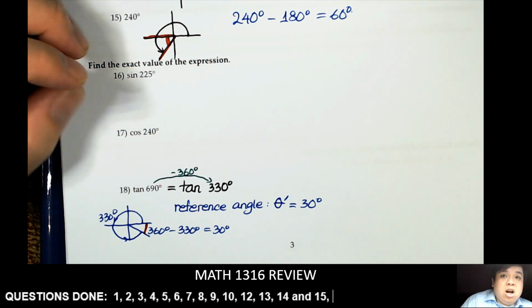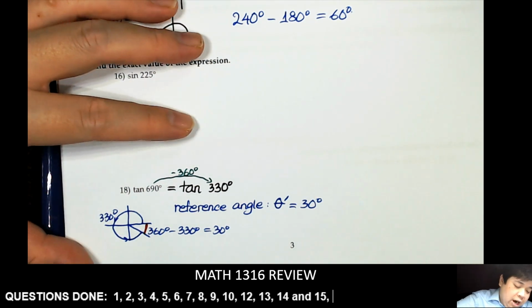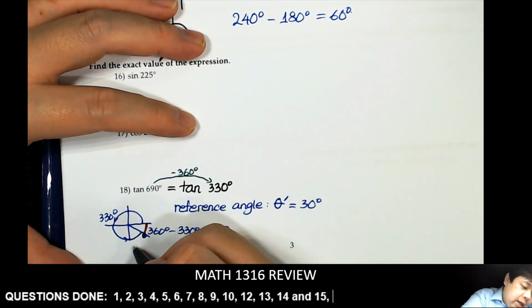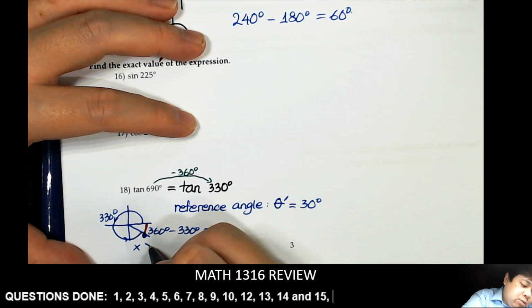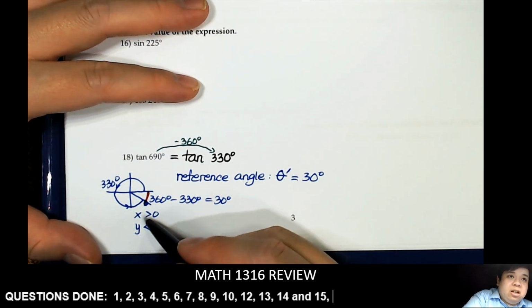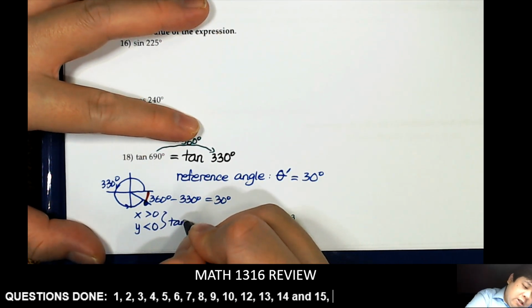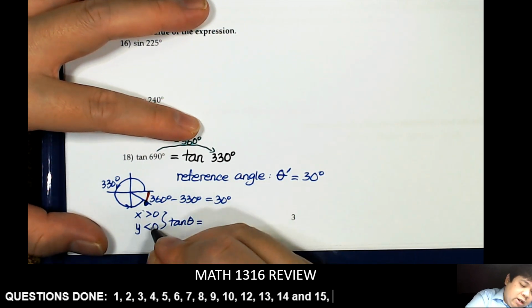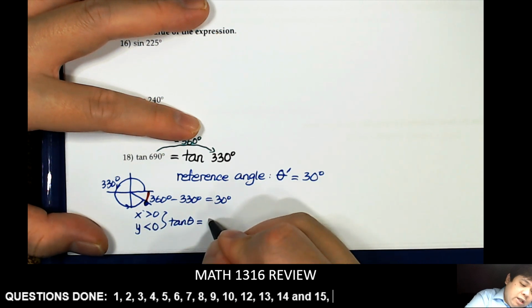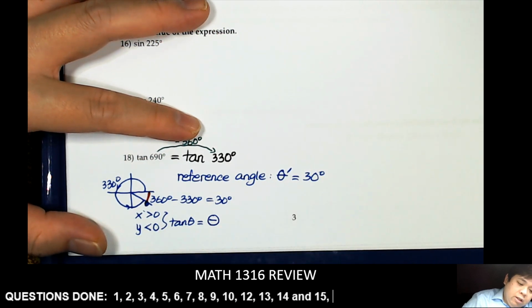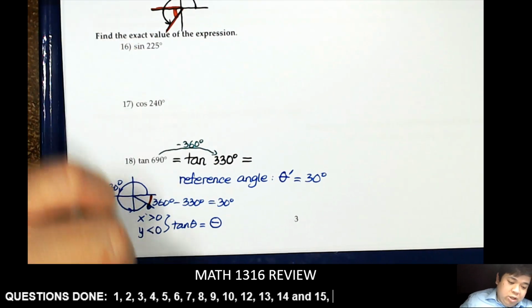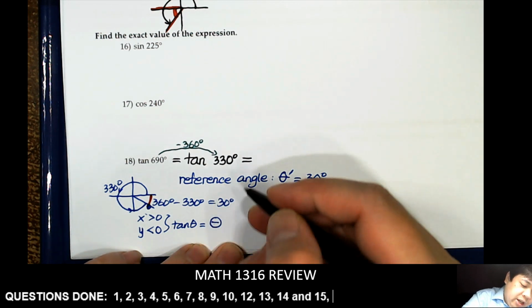And next we just need to determine if tangent is positive or negative. Since this is in this quadrant, x is positive, y is negative, and tangent is y over x. So tangent is going to be y over x. Negative divided by positive is negative.